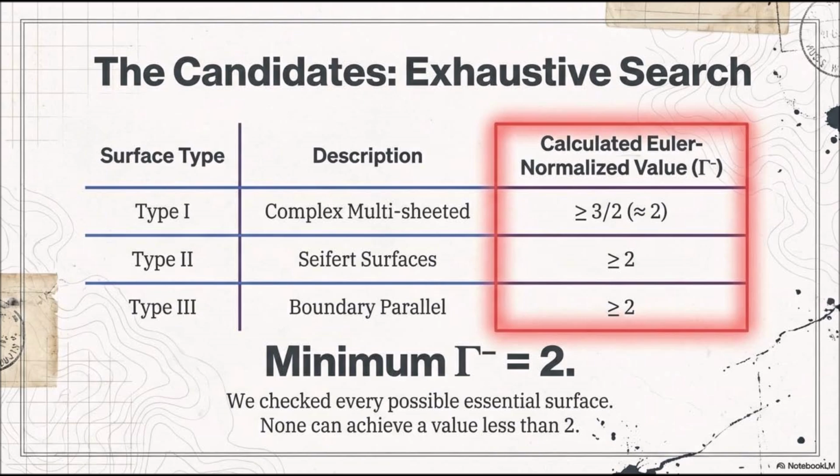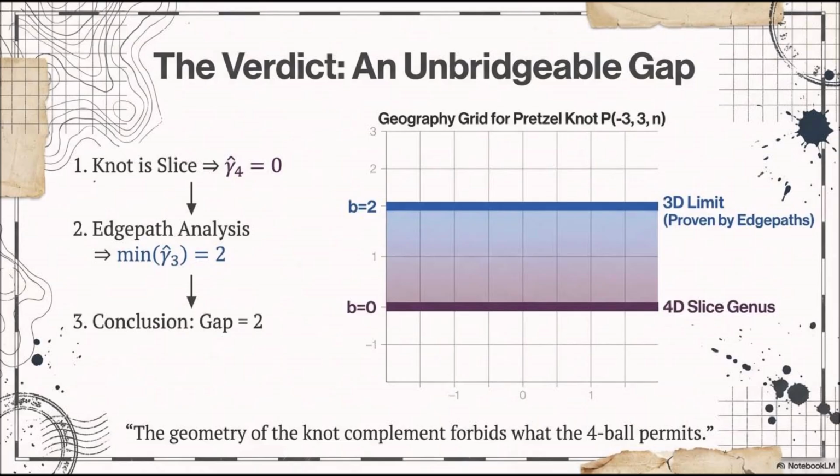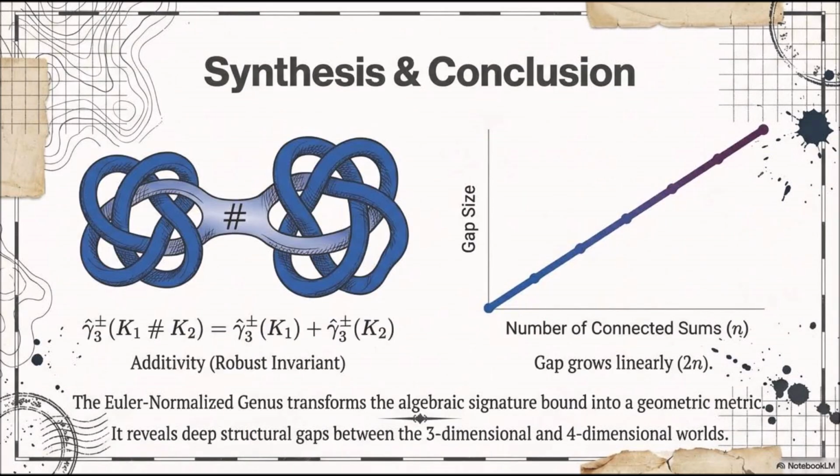Correct, which means its 4D genus is 0, and therefore its normalized 4D genus is also 0. So the value drops from 2 in 3D to 0 in 4D. There is a normalized gap of 2. Completeness check on section 6. The edge path mechanics are incredibly intense, but the overall logic is clear.